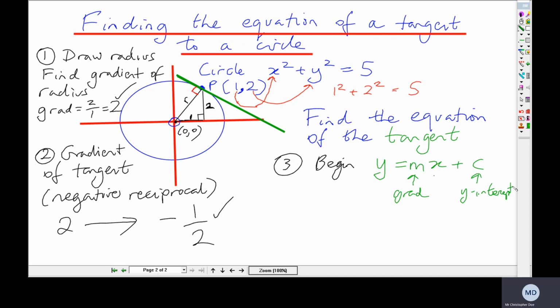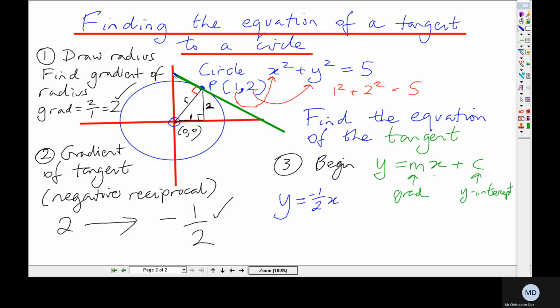Right. So what is the gradient of my green tangent then, going that way? What is the gradient of my green tangent again, please, Harry? -0.5. How do I know it's -0.5? It is. Yeah. That one's 2. That's a negative reciprocal. So we can get half of this equation. Half of the equation is y equals minus a half x. Where does it cross the y-axis?